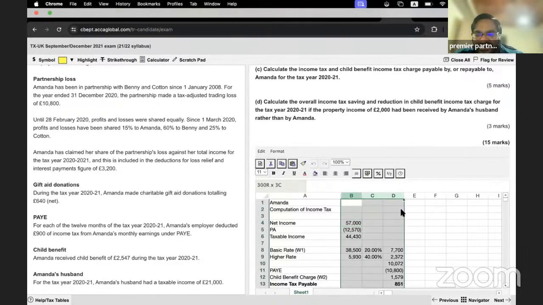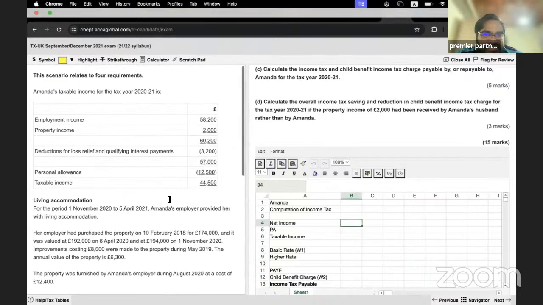So they're asking for income tax and child benefit both. I can start with net income, right? There is no issue up to net income. All the numbers that we have calculated were correct. Our only concern is this 12,500, which is a previous tax year's number. So we can change that to the current tax year's number, 12,570. Up to this, the 57,000 numbers are accurate. Do you guys agree with me?